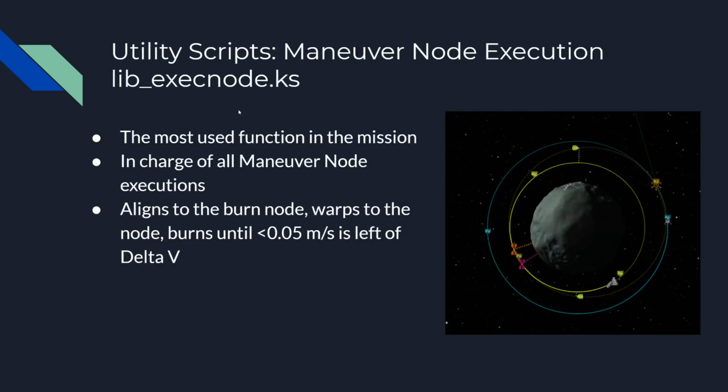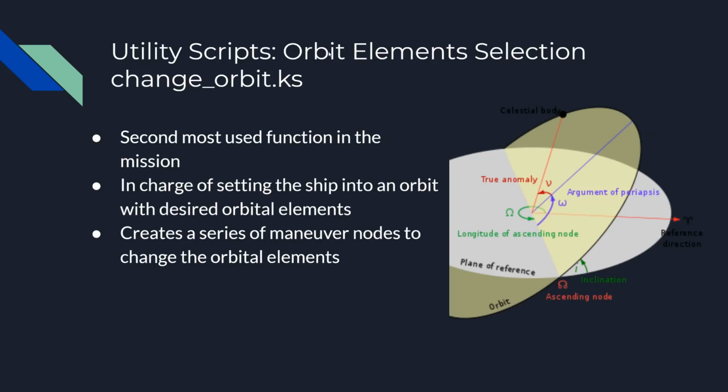Last two things I want to talk about before I get into the phases are the two utility scripts that I use a lot. The first one is the maneuver node execution script. This is in charge of doing any sort of maneuver node execution, so anytime that I make a maneuver node with KSP using KOS, I then use this script to execute those maneuvers to change my orbit. The other one is called change orbit.